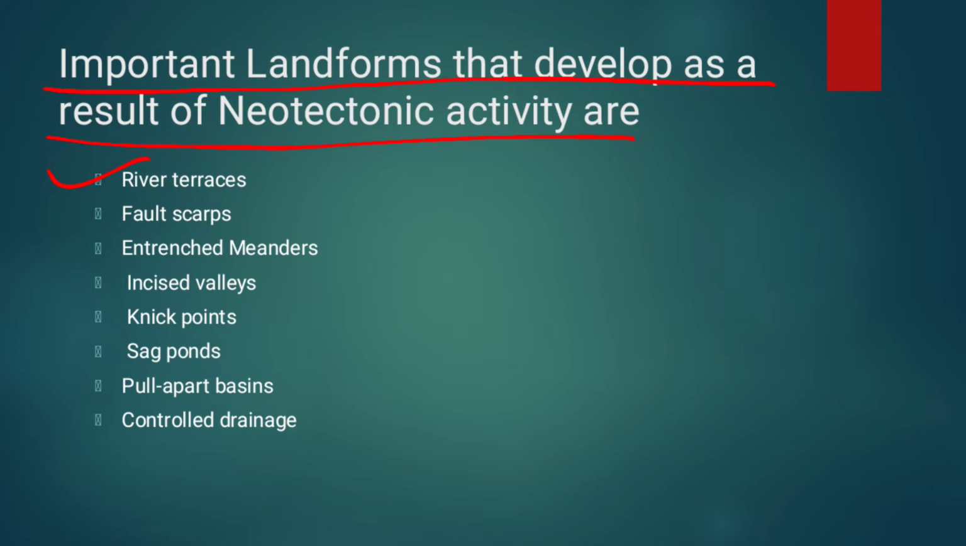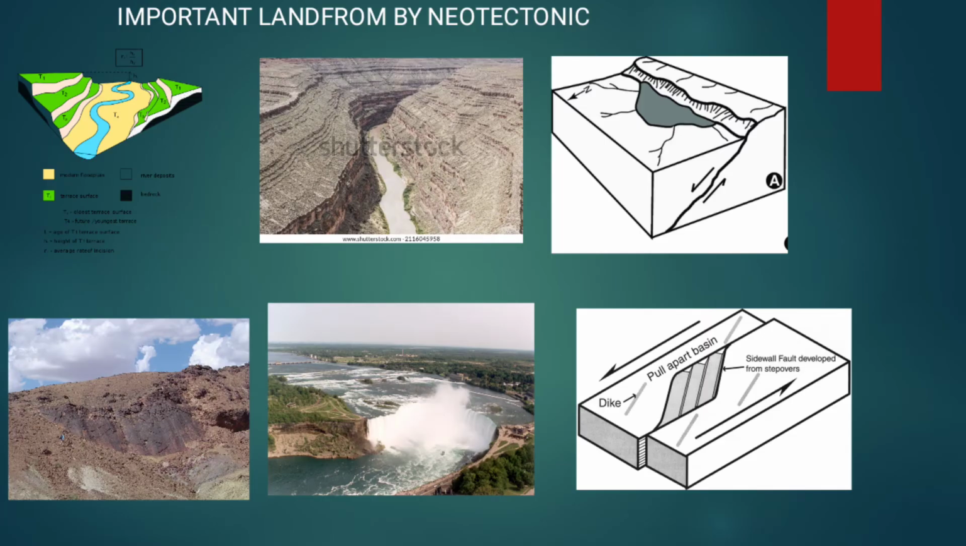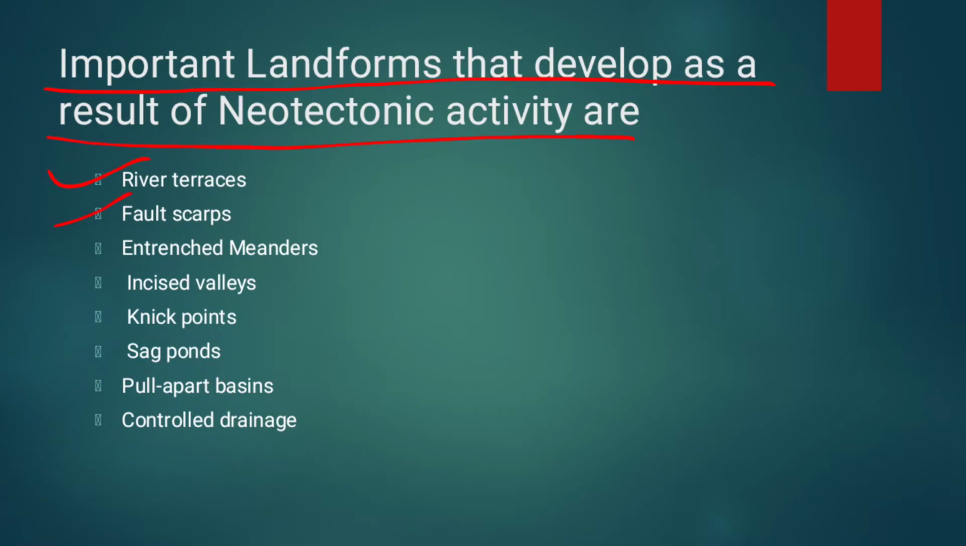Then we have fault scarps. These are fault scarps. Scarp means marks. River terraces are formed because of this Neo-Tectonics. This is a river terrace and this is a fault scarp. When faulting occurs, these marks, fault scarps, are formed because of Neo-Tectonics, that is, surface faulting.